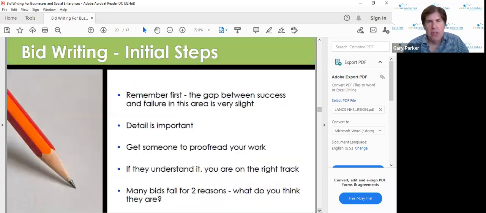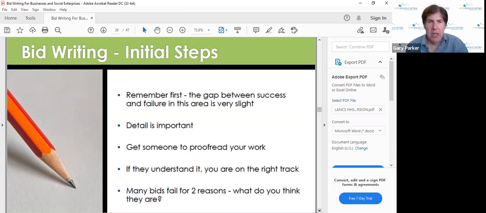Okay, so you've identified funding for your project. Then you look to write the bid. So where do you start? Again, here are some initial steps. Remember first, the gap between success and failure in this area is very slight. It's a bit like the Grand National, where you've got a crowded field. It's not an inclusive process. It's designed to knock you out. But if you can get ahead and keep ahead, the chances are you will get funded.